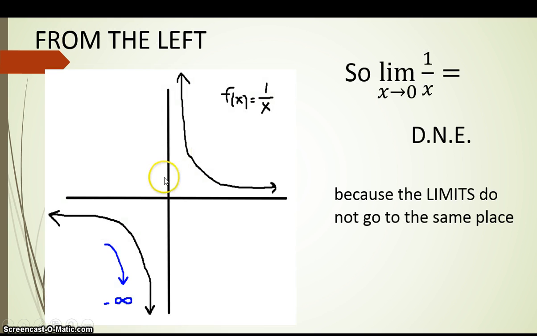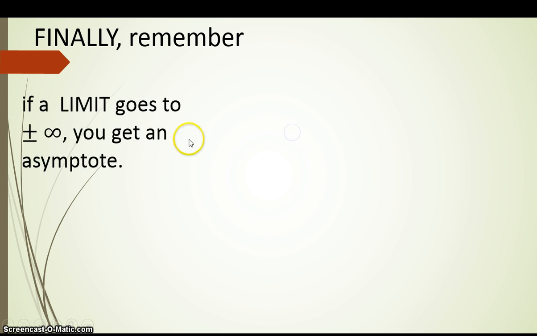If you remember, we ended the last one with the limit as x approaches 0 of 1 over x. We said it doesn't exist because the limit does not go to the same spot. From the left, it goes to negative infinity. From the right, it goes to positive infinity, and since they don't go to the same place, we said the limit does not exist.